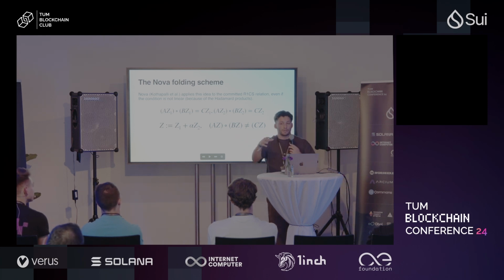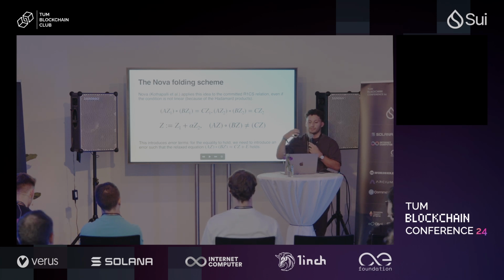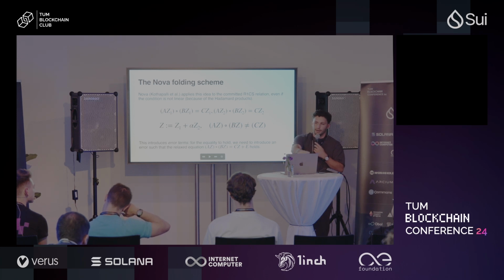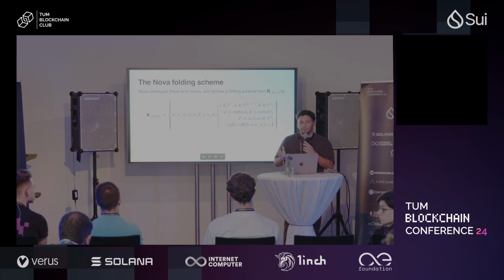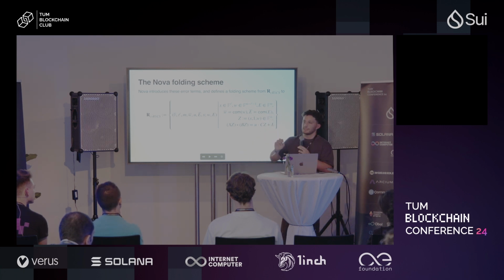Instead, you get some extra term, which is what we call an error term. These error terms are exactly what is needed to make some relaxed relation hold, which is this one. So you have the R1CS relation, but then you have some extra term that comes from the cross term when you multiply AZ and BZ when Z is the random linear combination. So Nova says, okay, we have these error terms, but it's fine, we can work with them. Let's define a relation that is a bit larger, that incorporates these error terms, and let's build a folding scheme for that relation instead.